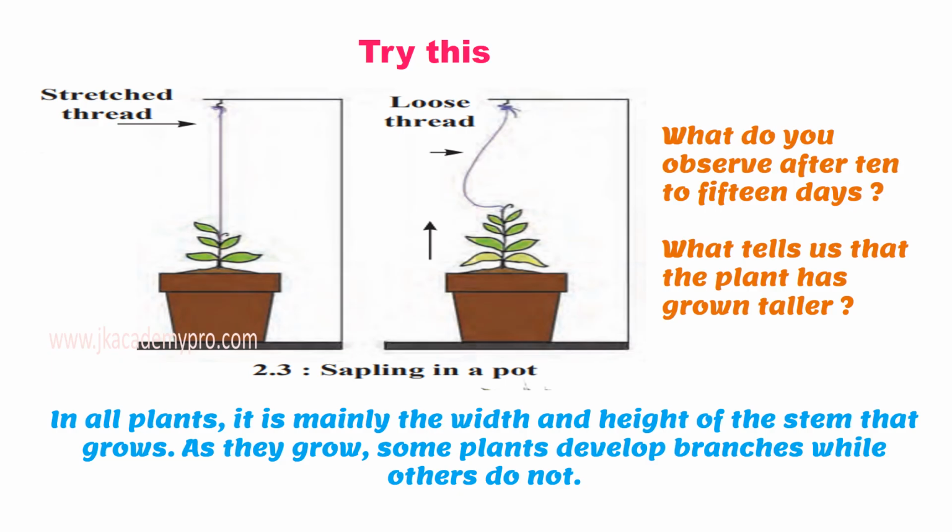In all plants, it is mainly the width and the height of the stem that grows. As they grow, some plants develop branches while others do not. Some go like creepers, they go in one direction only, they hardly have any branches. But some plants will branch out, they will have many branches, many leaves, then flowers and fruits on them, and they'll grow into a big plant or a big tree.